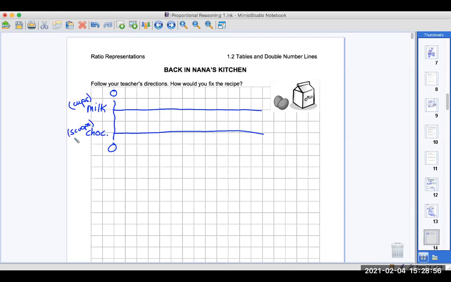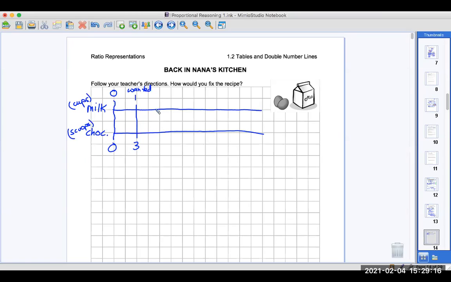You always make sure you know what the numbers mean. So we had, what did she want? 1 cup of milk. This is what she wanted: 1 cup of milk, 3 cups of chocolate, right? Wanted.